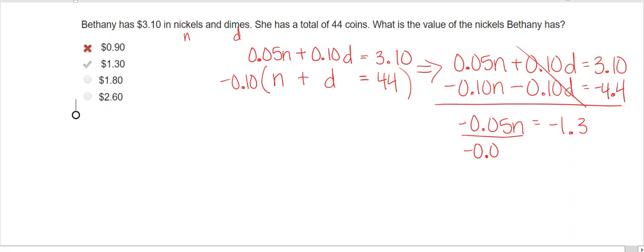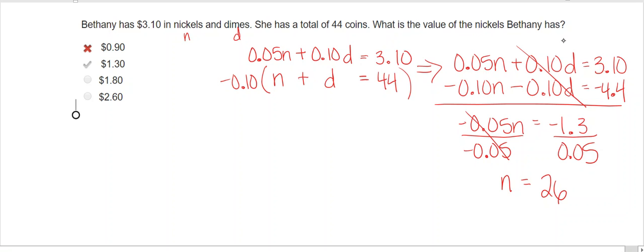Divide by negative 0.05. And you're going to get 26. So she has 26 nickels. Now we're going to go back and look at the question. What's the value of the nickels Bethany has? So cool, we actually solved for the one we needed.